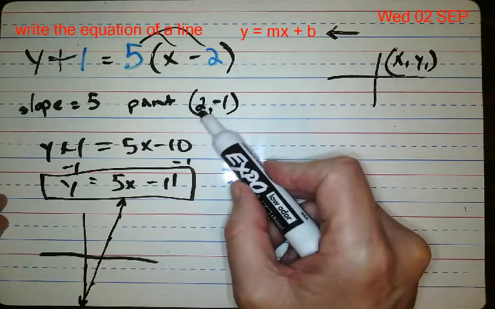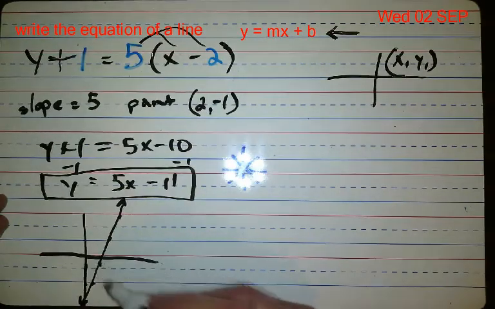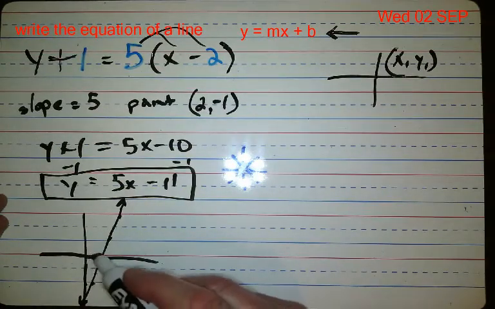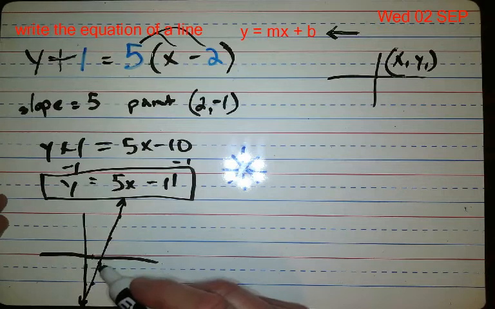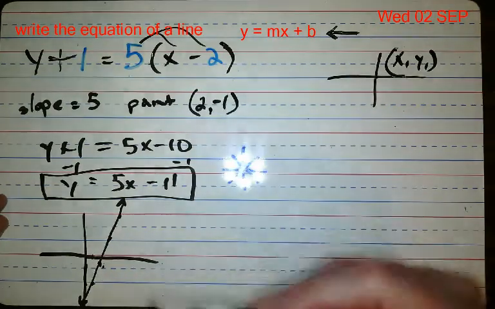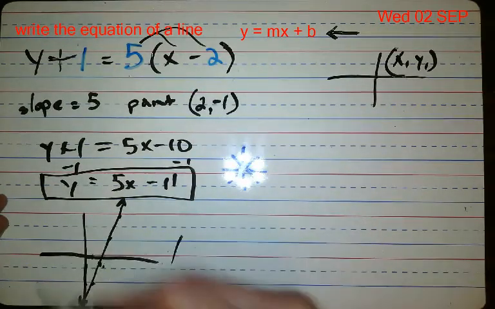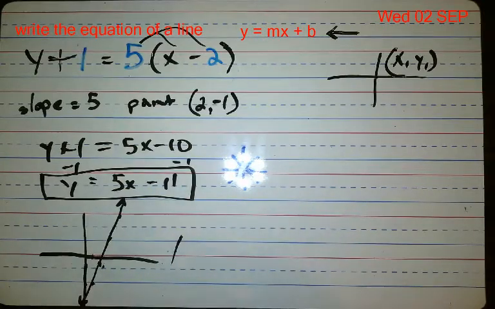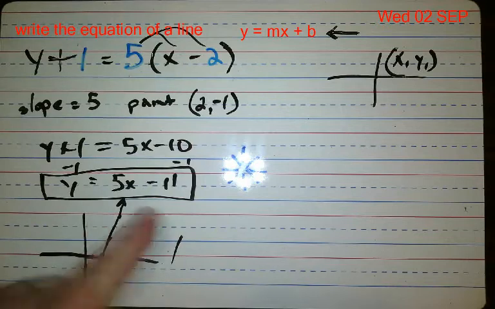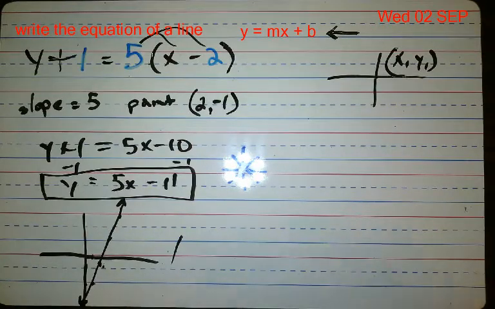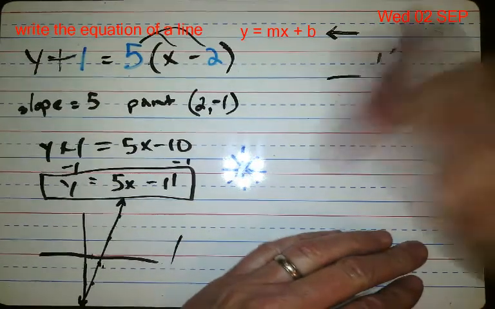And one of the points that it goes through is (2, negative 1). That's one of the points it goes through. And see, we knew that already. So this is what it looks like. So you need to be able to find the equation. We did that. Yay! Let's do it again.